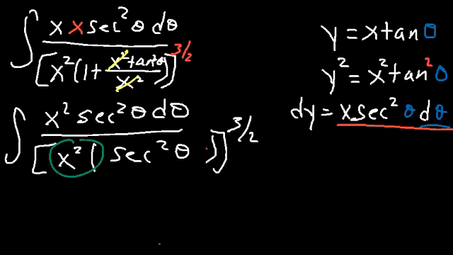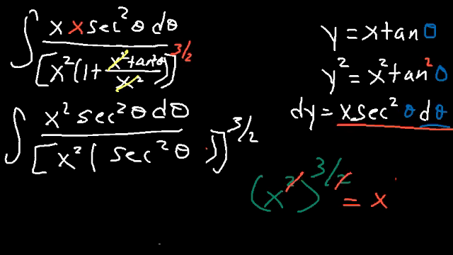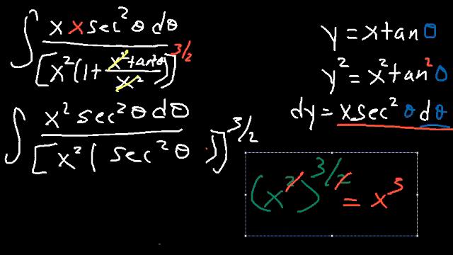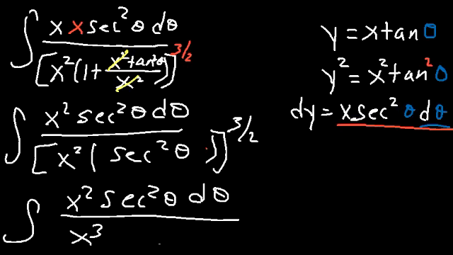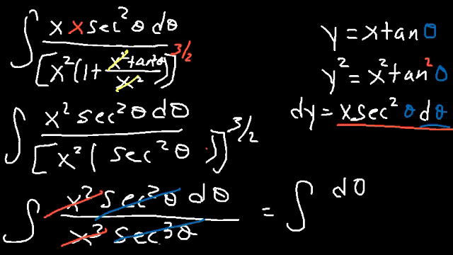Now we're going to raise x squared to the 3/2 and secant squared to the 3/2. So x squared raised to the 3/2, the 2's will cancel, and this is going to turn into x cubed. So what we now have is the integral of x squared secant squared on top divided by x cubed. And once we multiply these two, we're going to get secant cubed as well. So now let's cancel a few things. We can cancel two x variables, leaving one on the bottom, and two secant values. So we're going to have a d theta on top and x secant theta on the bottom.